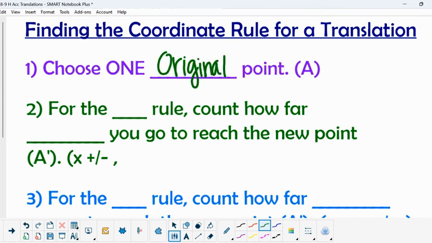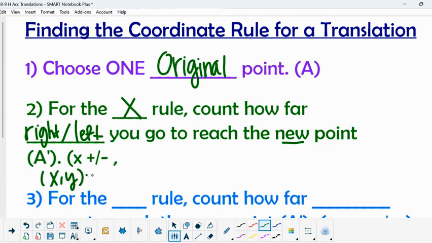choose one original point. So just a plain old A, a B, a C, whatever it is, no prime, I'm not original. So for the X part of the rule, you need to count how far right or left you go to get to the matching point, the new point, the A prime. That will become the X plus or minus of your coordinate rule. That'll be every x, y goes to, and then x, right or left, will count.